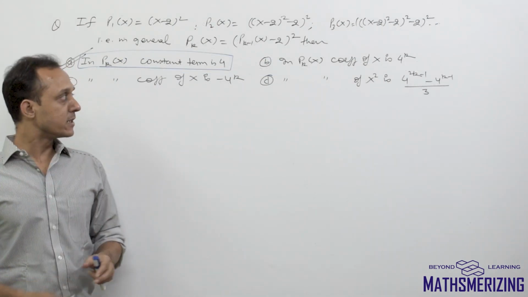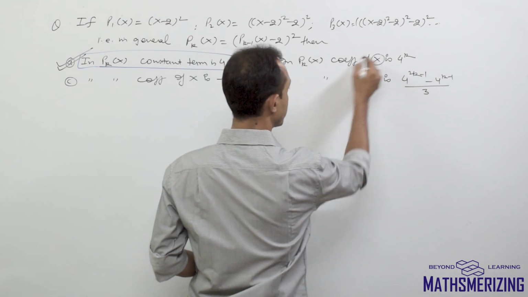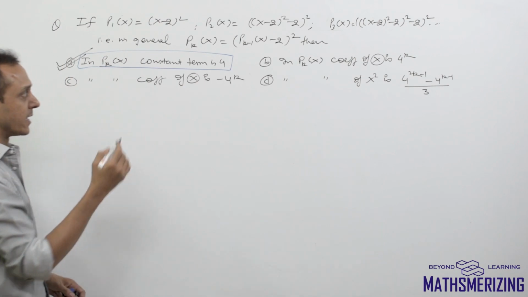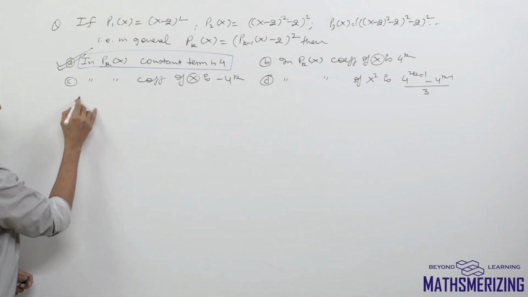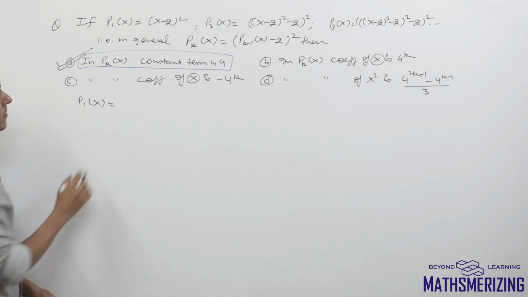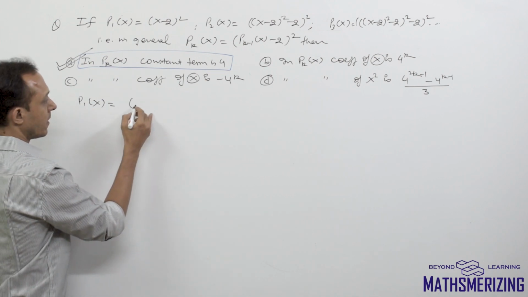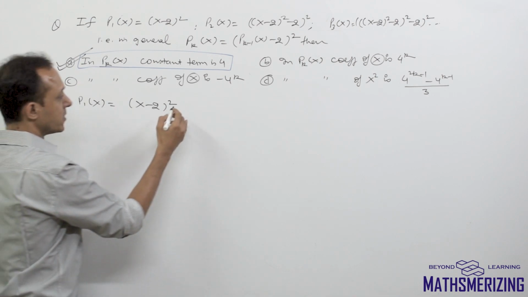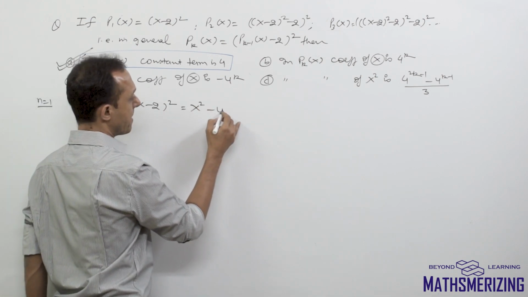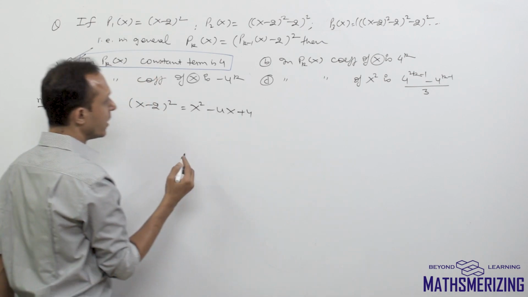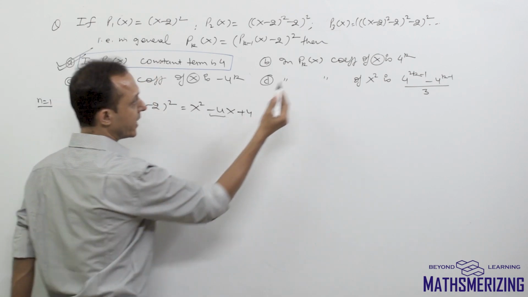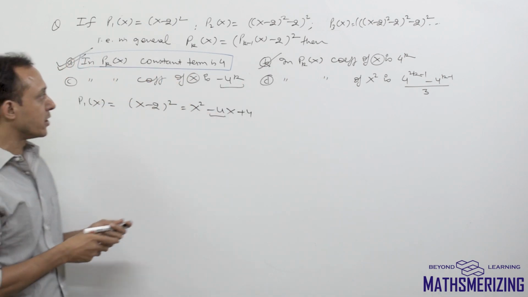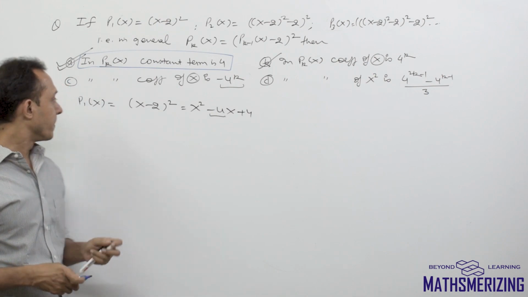Now we'll come to the second part, which is to find the coefficient of x. Either it is minus 4 to the power k or 4 to the power k. So what I'll do is find it for n equals 1. So for p1(x), that is for n equals 1, (x minus 2) square, which is x square minus 4x and then plus 4. Here the coefficient of x is minus 4. So it cannot be 4 to the power k. So it can be minus 4 to the power k. So I'll use induction using minus 4 to the power k.